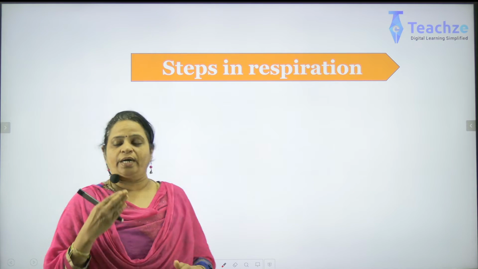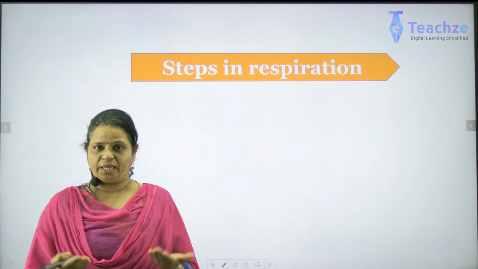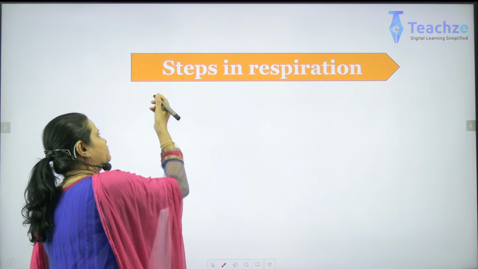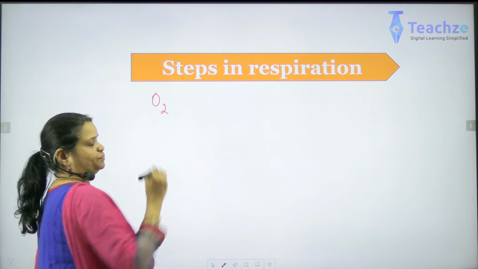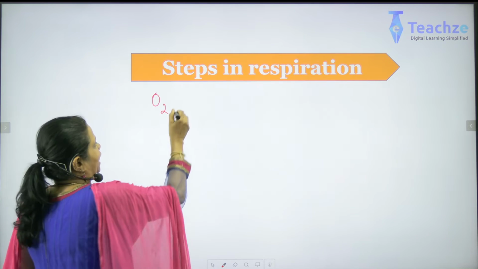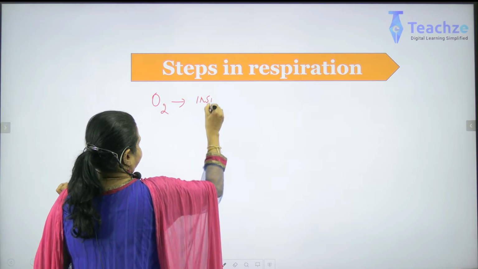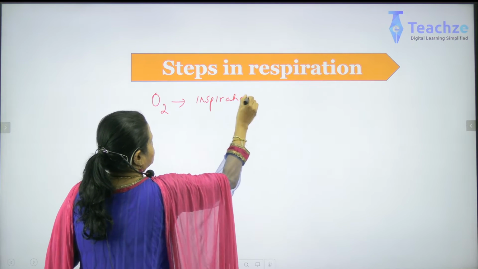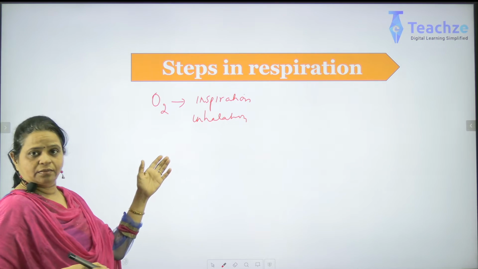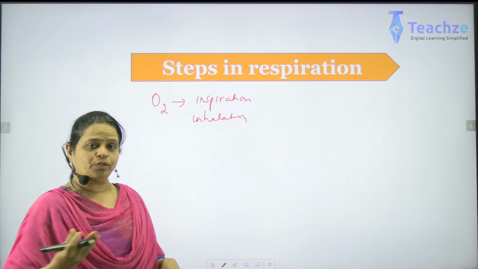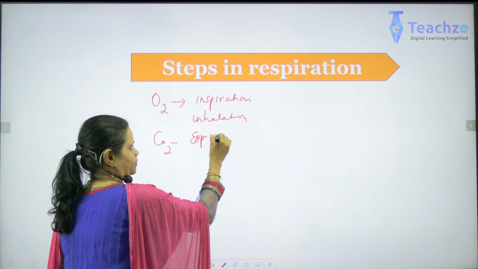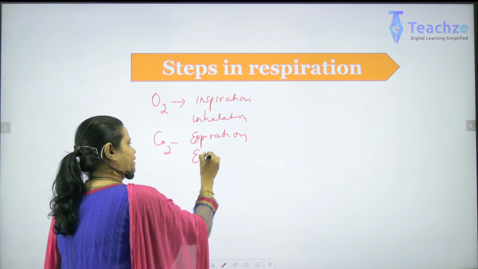Now, let's try to understand what exactly happens when you take in air. We all know from the lower classes that whenever you take in air, you take in generally oxygen. Taking in air will happen through the external nostrils, and that we call inspiration. So inspiration or inhalation is where you take in oxygen, and the opposite of that, when we give out carbon dioxide, we call expiration or exhalation, right?